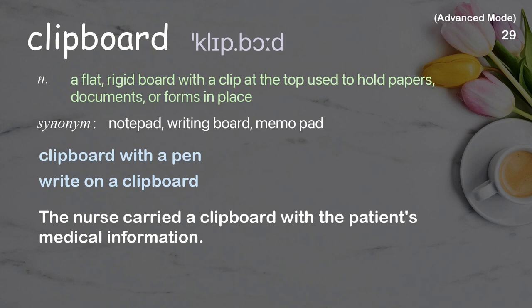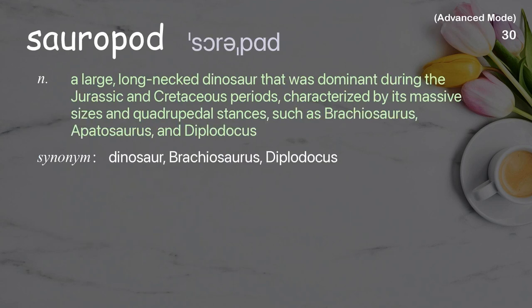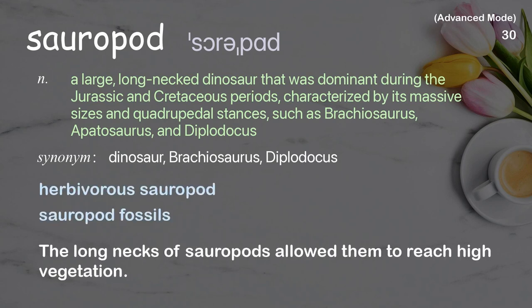Sauropod. A large, long-necked dinosaur that was dominant during the Jurassic and Cretaceous periods, characterized by its massive sizes and quadrupedal stances, such as Brachiosaurus, Apatosaurus, and Diplodocus. Examples: herbivorous sauropod, sauropod fossils. The long necks of sauropods allowed them to reach high vegetation.